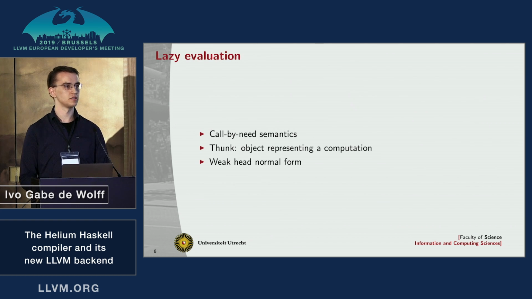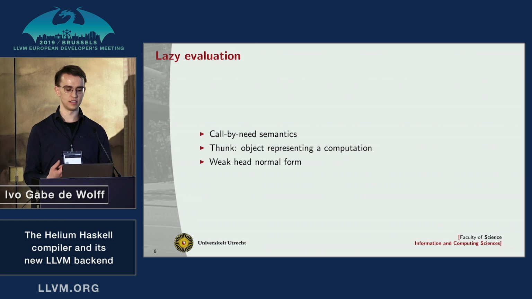And for the backend, the most annoying feature, as I said, is the lazy evaluation of Haskell, which means that an expression is only computed if its value is really needed. To do so, we must create objects in memory which represent some computation. We call those Thunks, and we can use them to evaluate an expression later on.